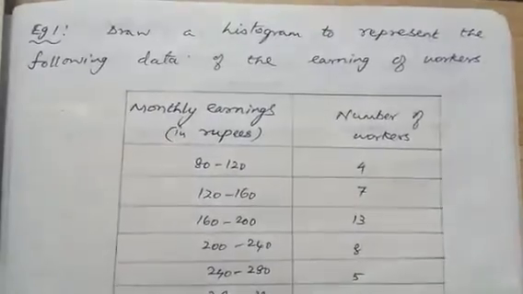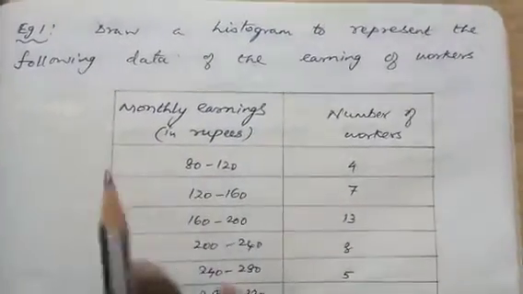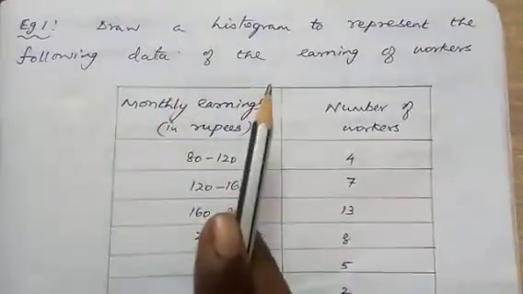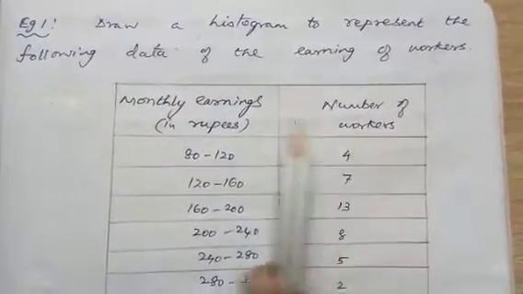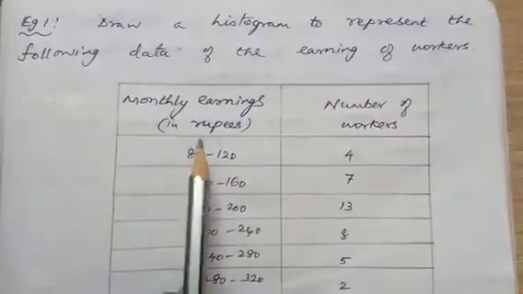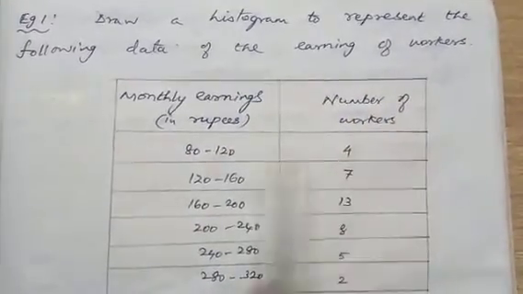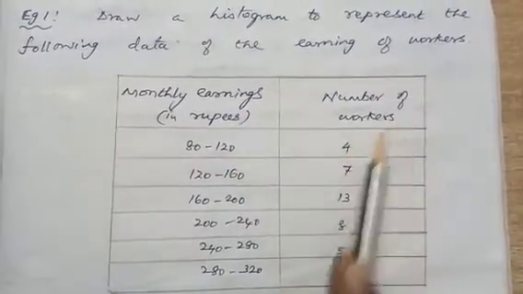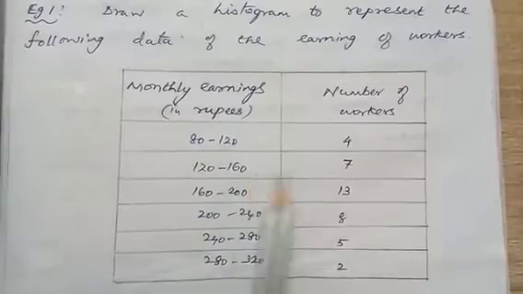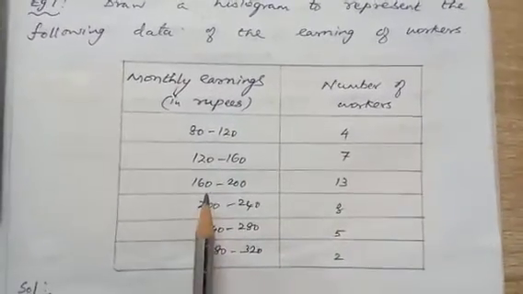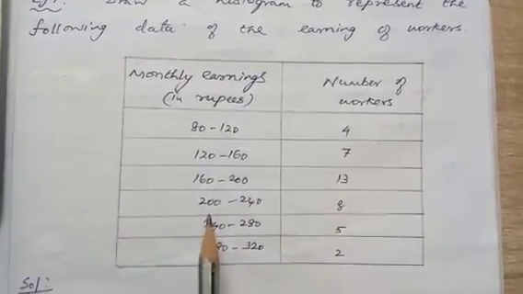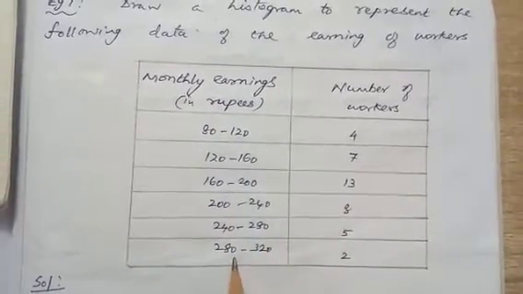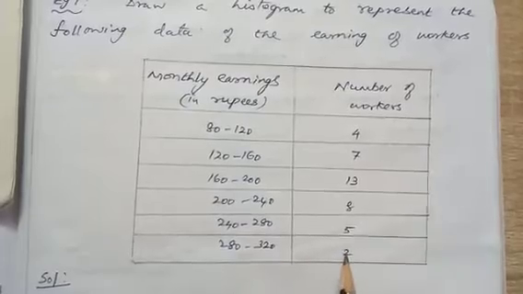Now let us see a few examples of histograms. The first example: draw a histogram to represent the following data of the earnings of workers. Here we have monthly earnings in rupees and the number of workers. The class interval 80 to 120 has 4 workers, 120 to 160 has 7, 160 to 200 has 13, 200 to 240 has 8, 240 to 280 has 5, and 280 to 320 has 2.